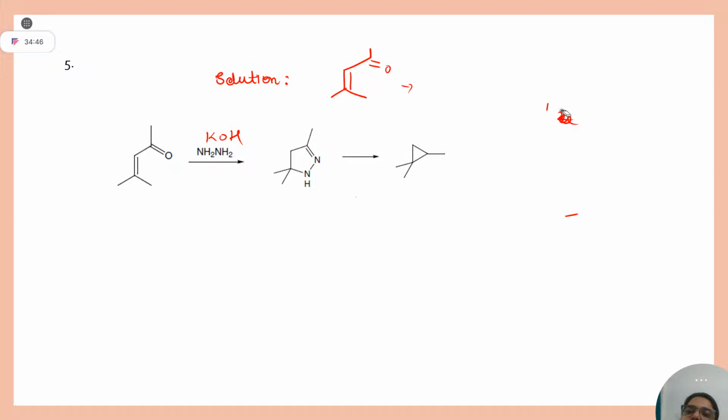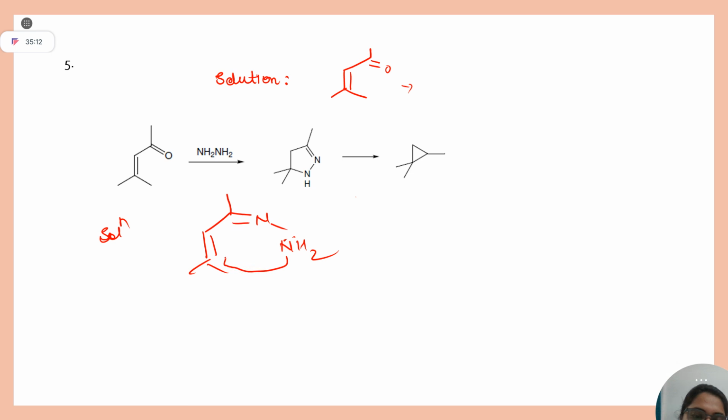Our first step was correct. Base is not there actually. I misunderstood this problem. Okay. Let me rewrite solution here. Actually, I have not seen the functionality. Double bond and NH2. Okay. See, base is not there. Now you can do 1,4 addition here.